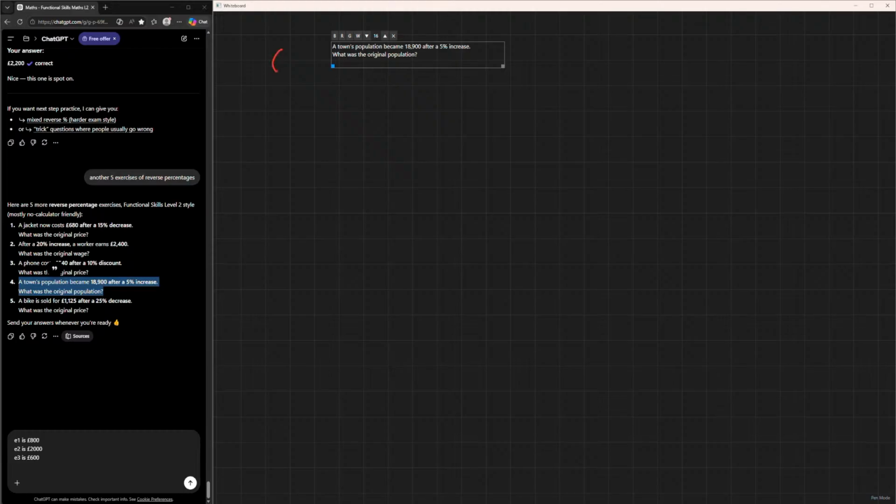This is exercise 4. Increase, so 100 plus 5 is 105%. Looking for the original population.